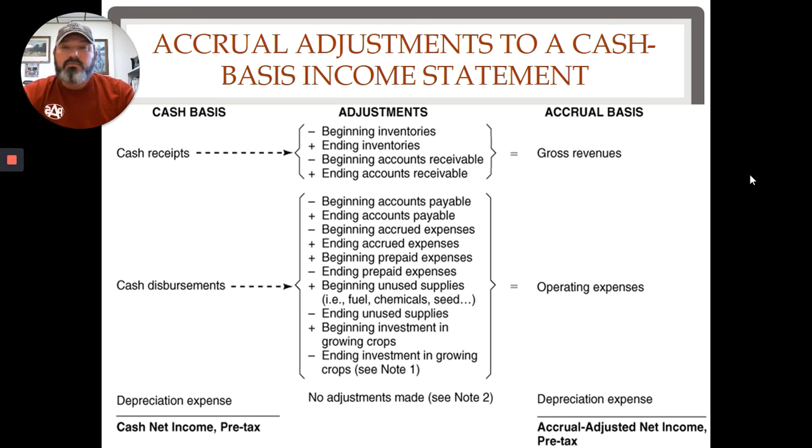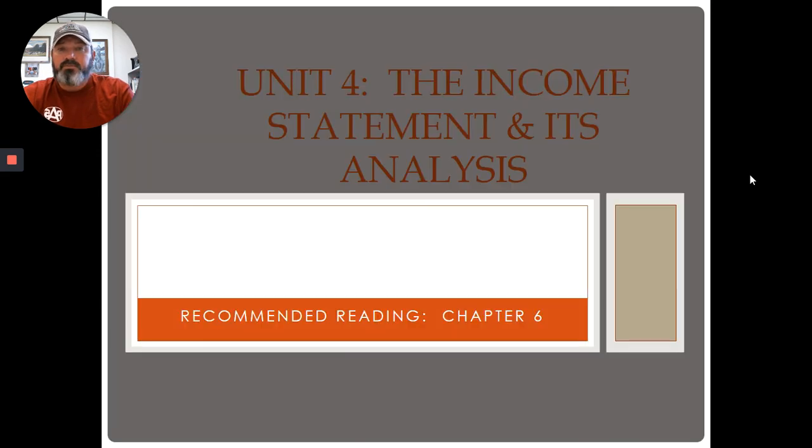If we adjust that, going towards the right of the crosswalk here to accrual basis, we would have beginning and ending inventories, beginning and ending accounts receivable, which gives you gross revenue. And then the cash disbursements, again, beginning and ending accounts payable, and so on and so forth, all the way through the bottom, making those adjustments for operating expense for the year. Same thing with depreciation, it's not going to change. But at the end of the line, we have accrual adjusted net income pre-tax. Again, a much clearer and more accurate picture of hopefully successful net farm income for the year.